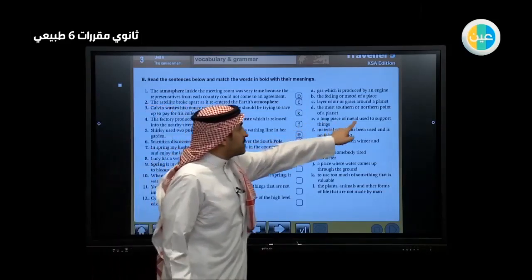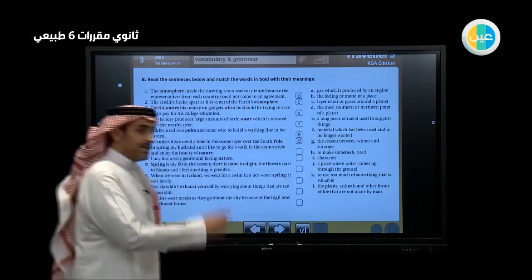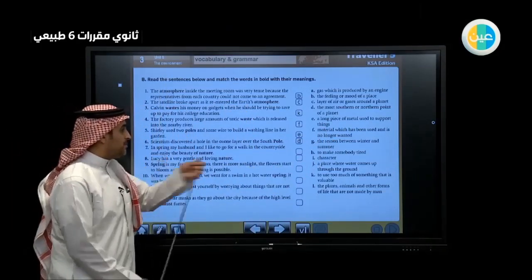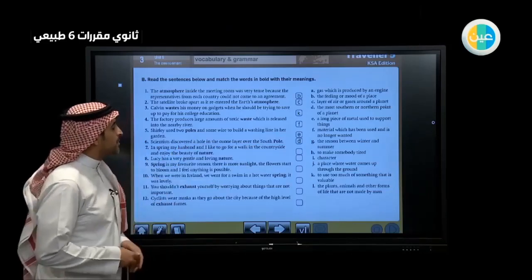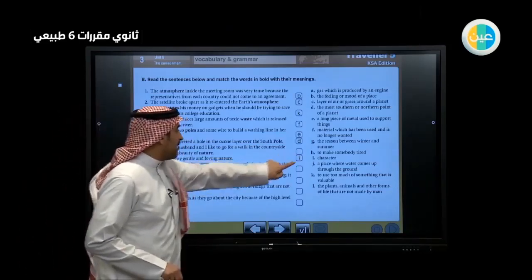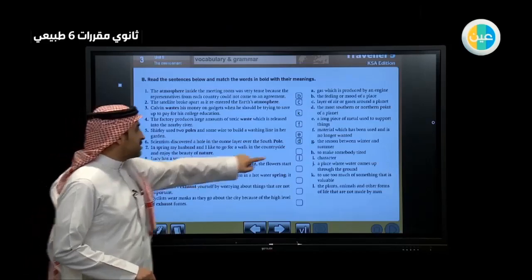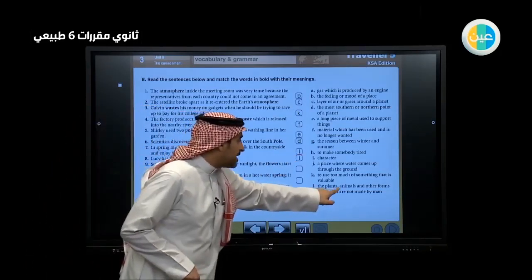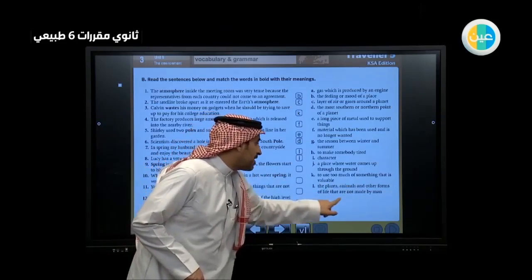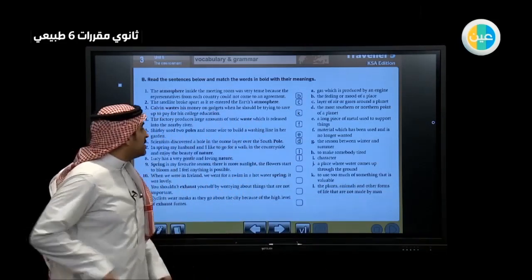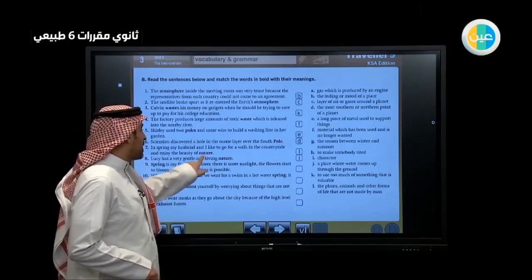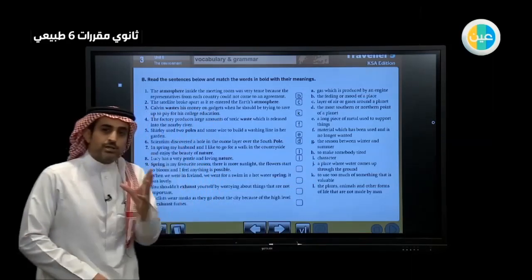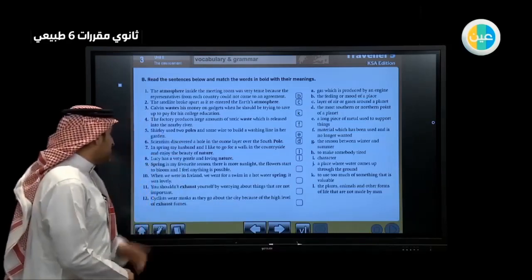A long piece of metal used to support things. This is a long piece like this one. This is a long piece like this one, pole, and another pole is a part of the earth. We can find here nature and nature. This nature means the plants, animals, and other forms of life that are not made by man. This is created by Allah subhanahu wa ta'ala. And another nature is character. Your nature is your character.